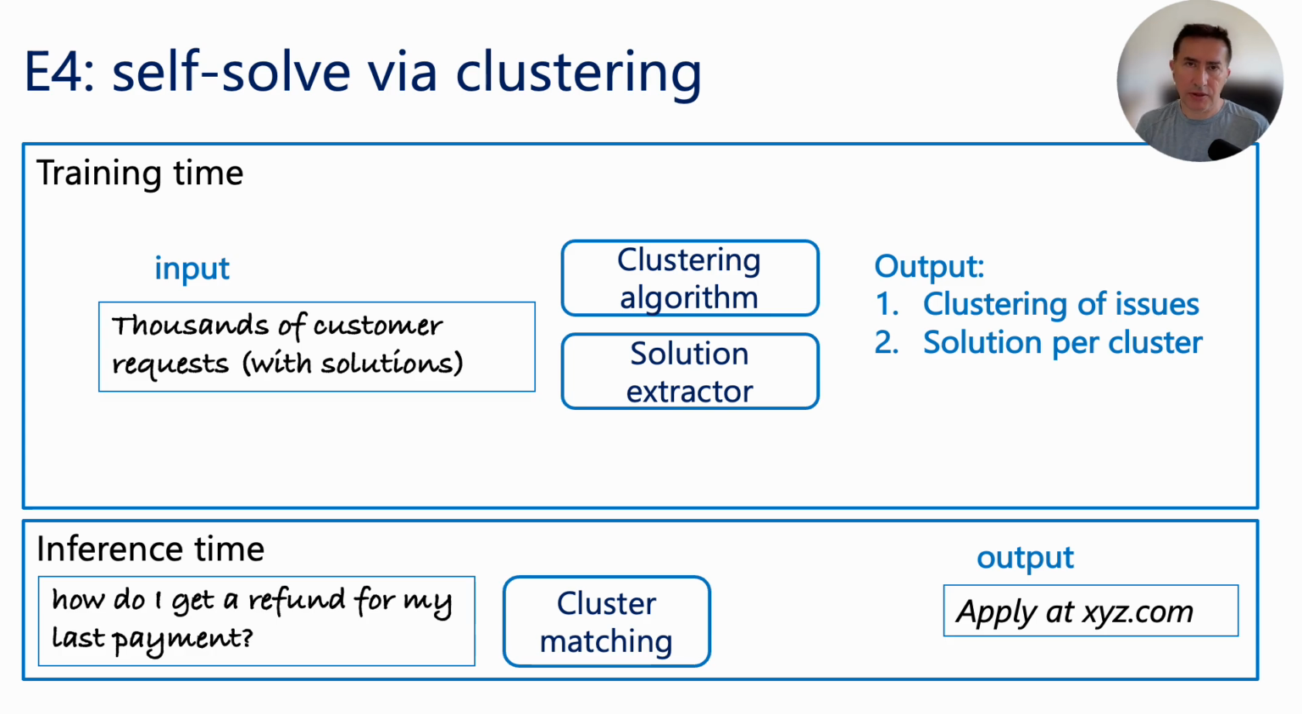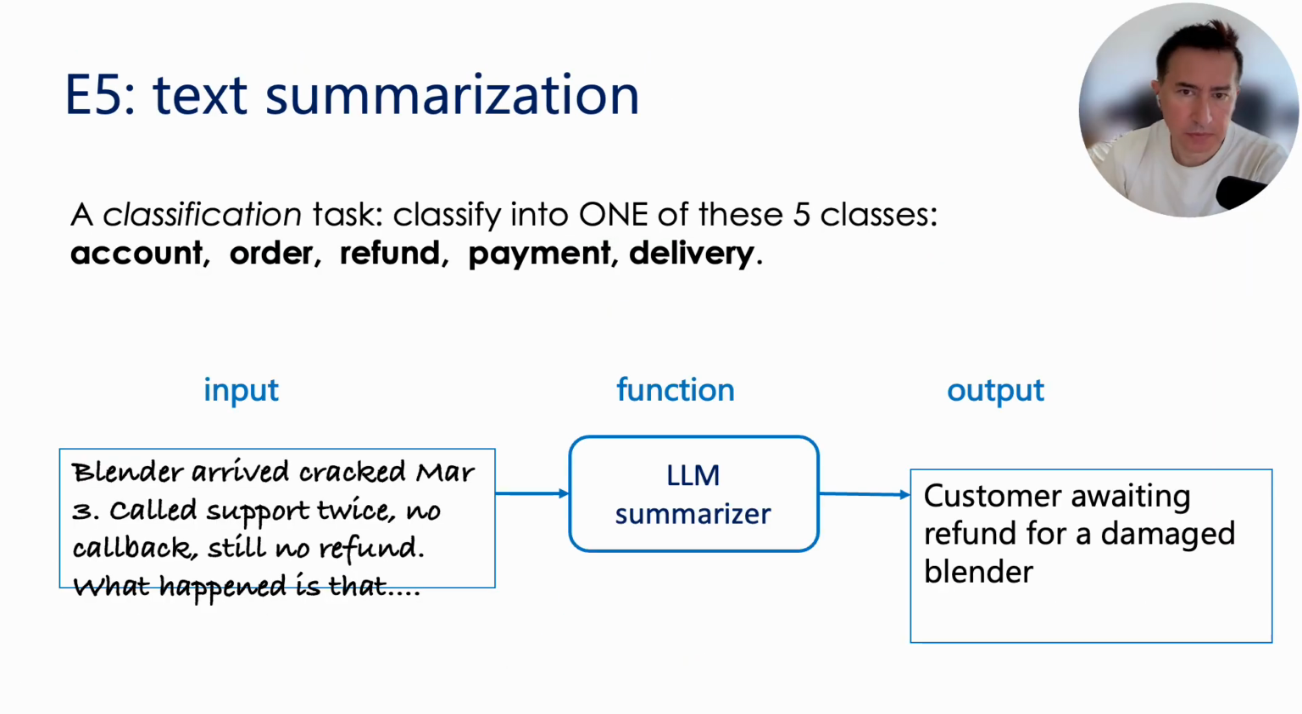So at runtime, when a new ticket comes in, we can first match it to one of the clusters, and if we are successful in matching, if we find the match, then we can just read the solution that we have computed or derived for that cluster. The final example is a classic text summarization example where we have a message, in this case a customer request message, and we want to summarize the content of the ticket.